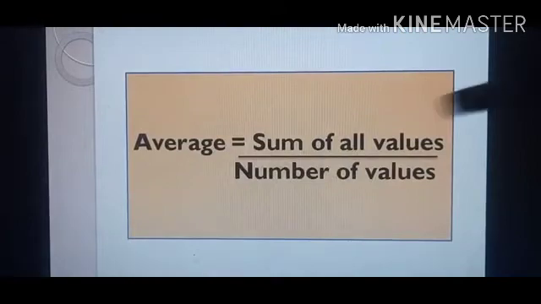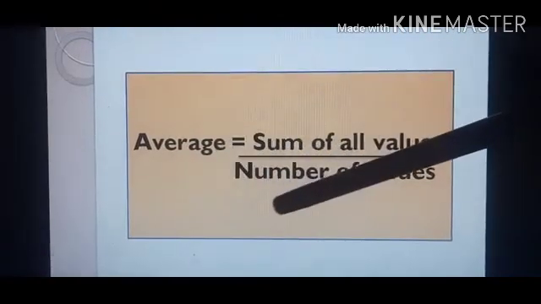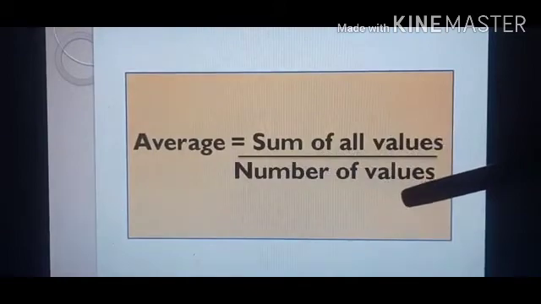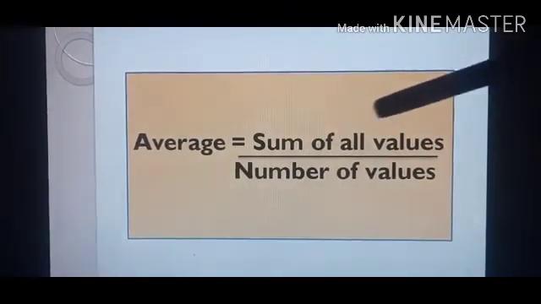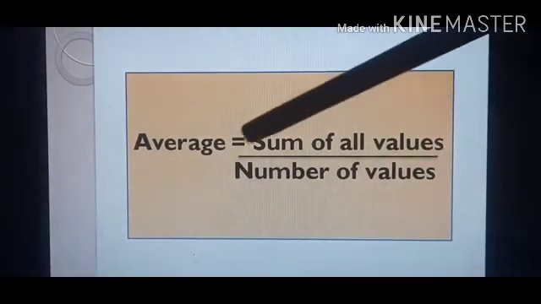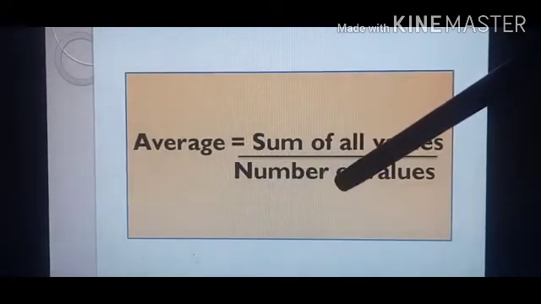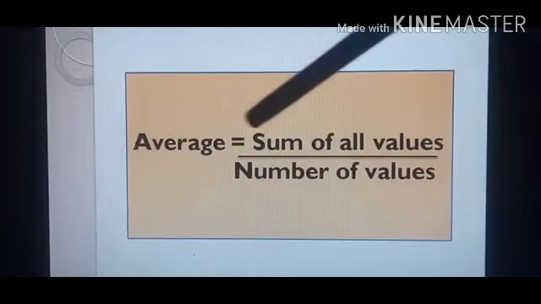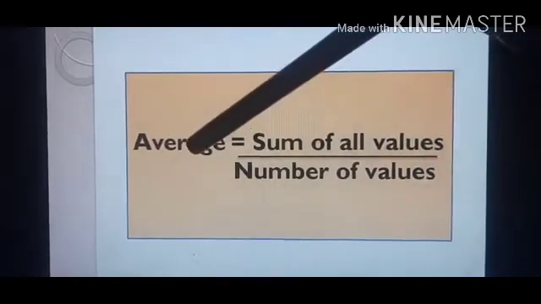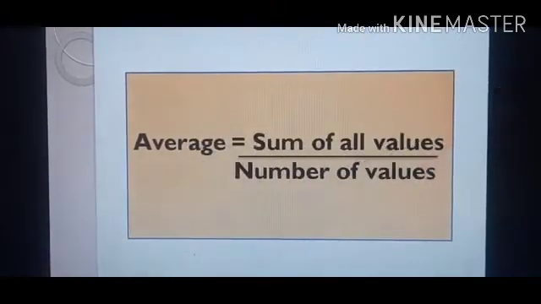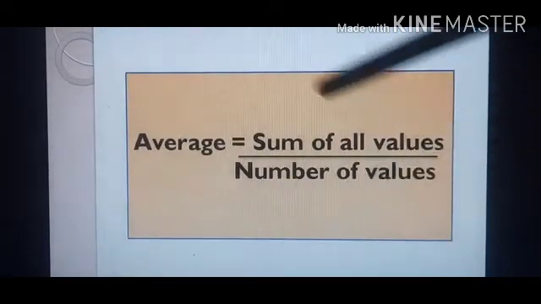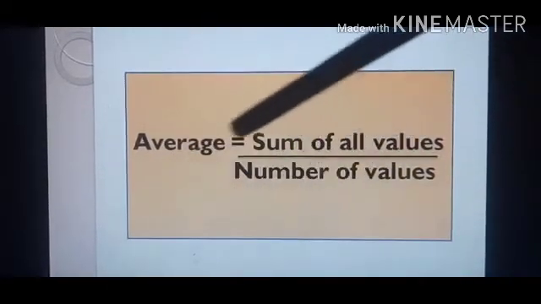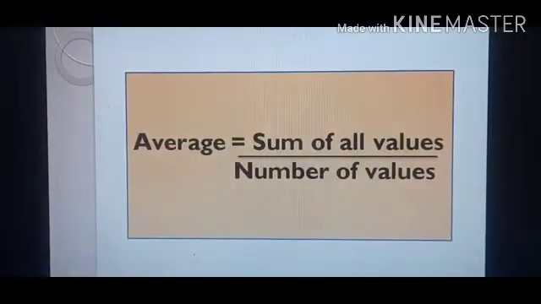Understood? And now if it is asked, find out the number of values when average and sum of the values are given, then we will find out the number of values by shifting it here. Number of values is equal to sum of all the values divided by average of the values. It means out of these three things, if 2 are given, we can find out the third.